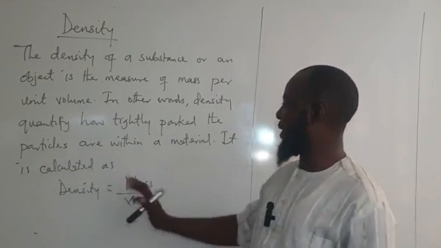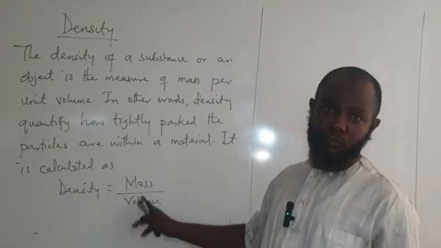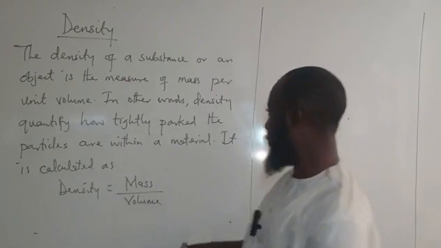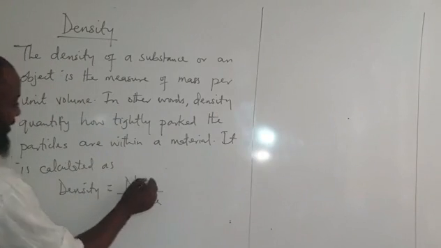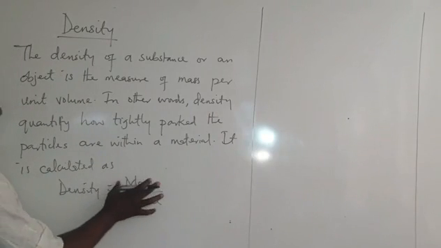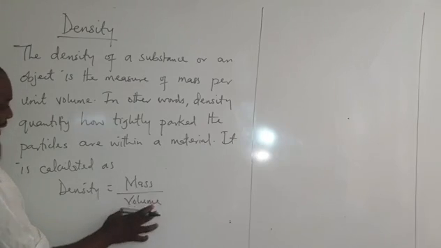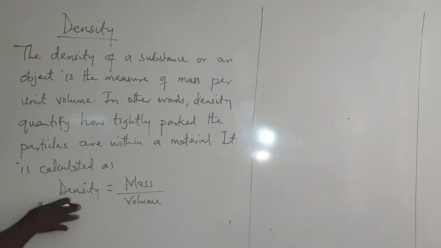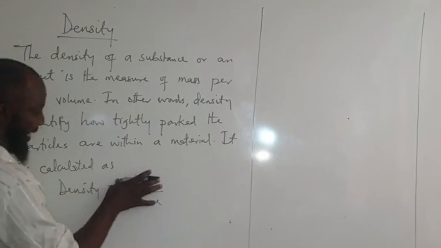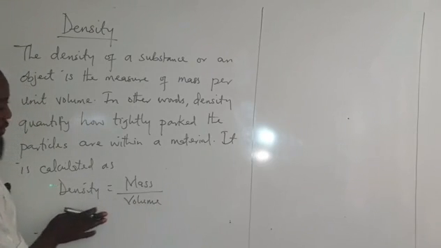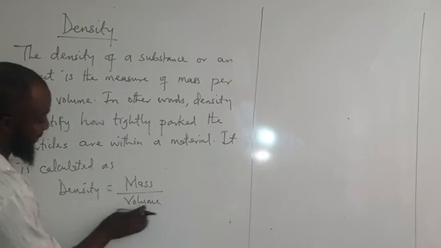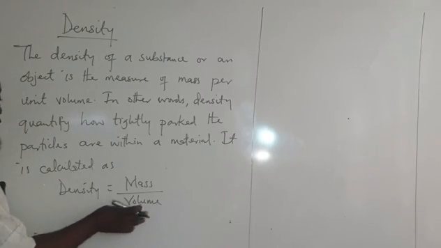So it is calculated as mass divided by volume. So that's where we're going. When I ask you to calculate density, you might be given the mass and the volume, then find the density. Sometimes you will only be given the mass and some other measurements that you can use to find the volume of an object.